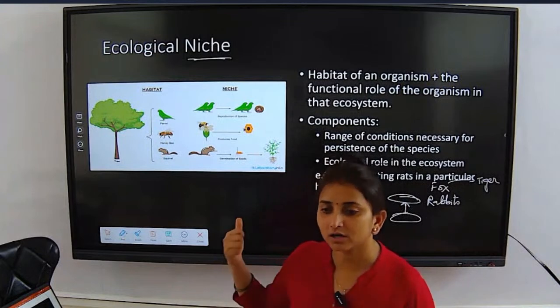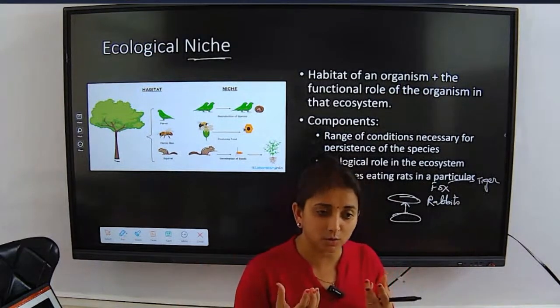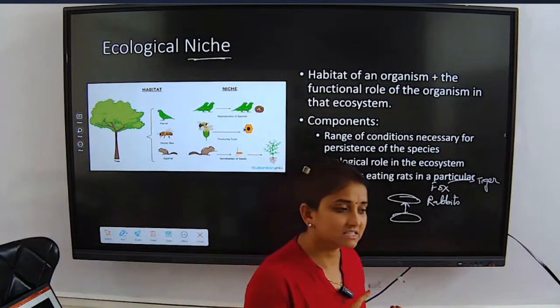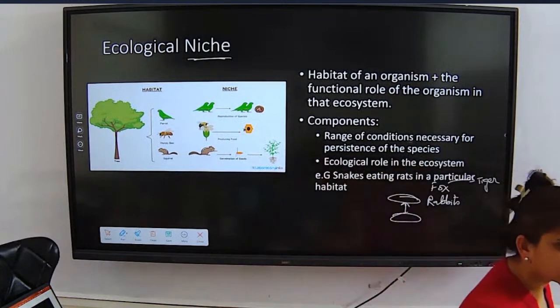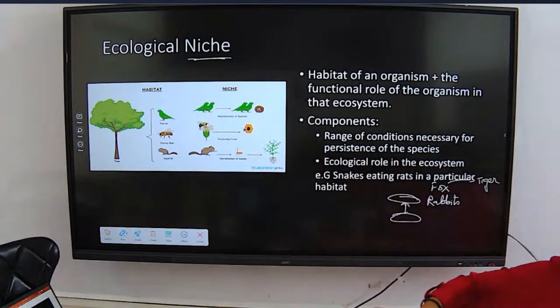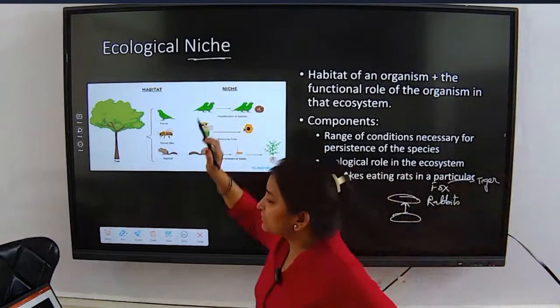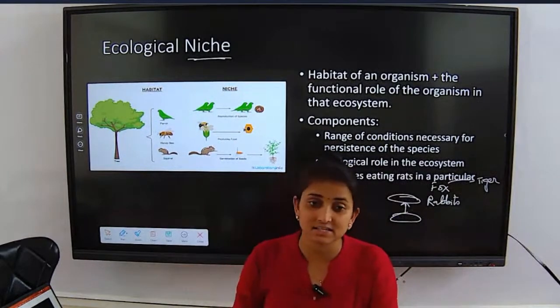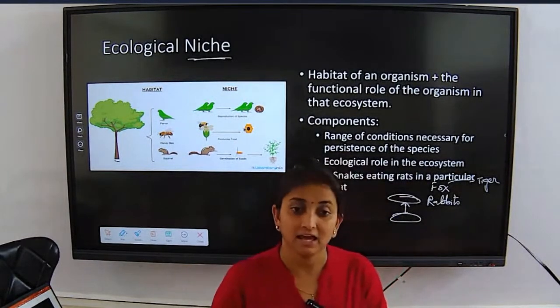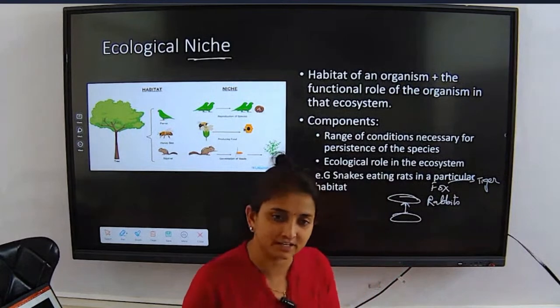So when we are talking about ecological niche, we are talking about two things. First is the functional role played by that organism, and second is the habitat of that organism. Understood clearly? So every organism has a separate niche. Every organism will have a different niche.